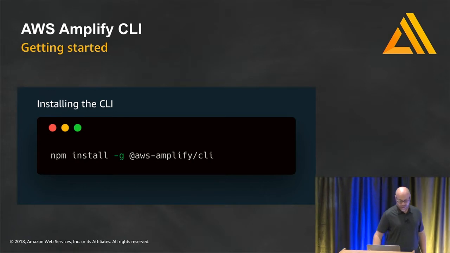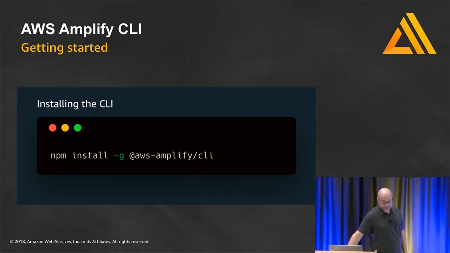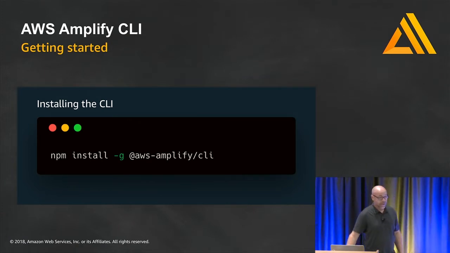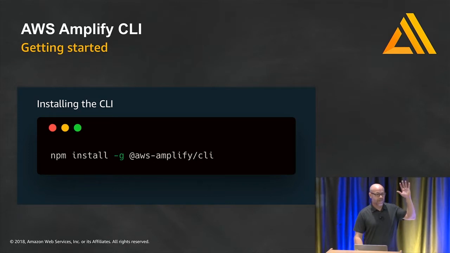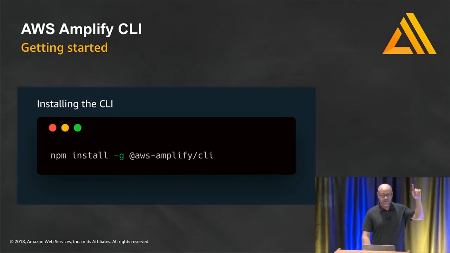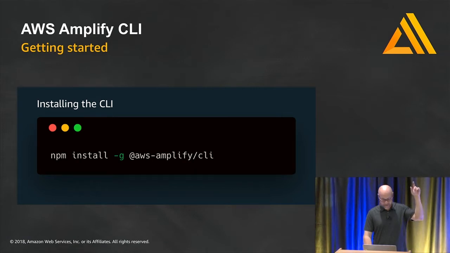So npm install -g @aws-amplify/cli from terminal or command line, or CMD on Windows. Who's installed and has it configured already? About half. Who wants to do it right now? Okay, let's do it right now.